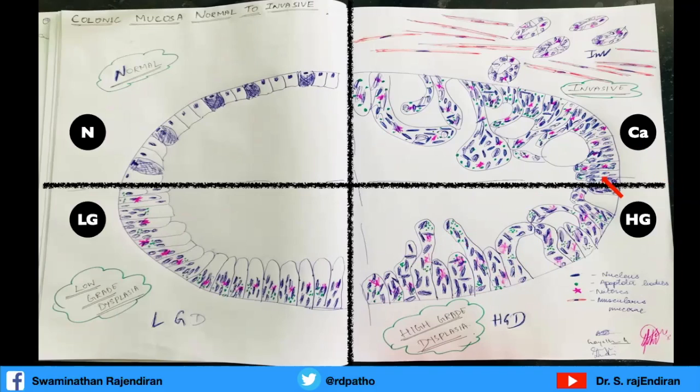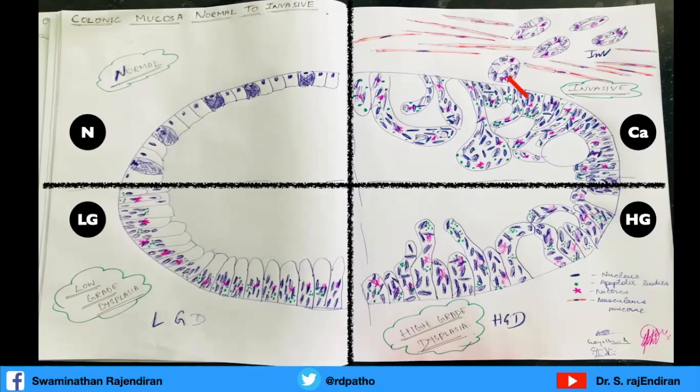Whereas in carcinoma, it is the same as high grade dysplasia, but it is breaching the basement membrane and going into the lamina propria, and this is the muscularis mucosa. So it is going through the muscularis mucosa into the submucosa. That's why it is diagnostic of invasive carcinoma.